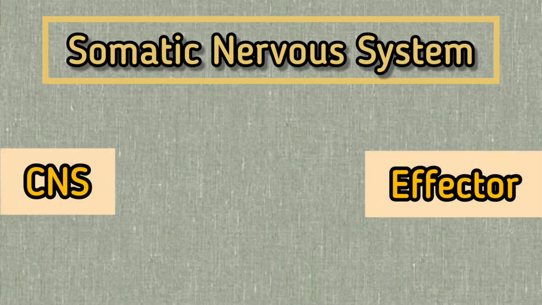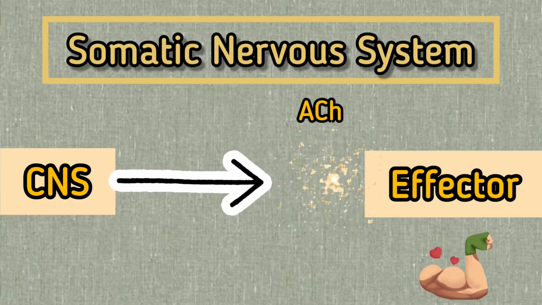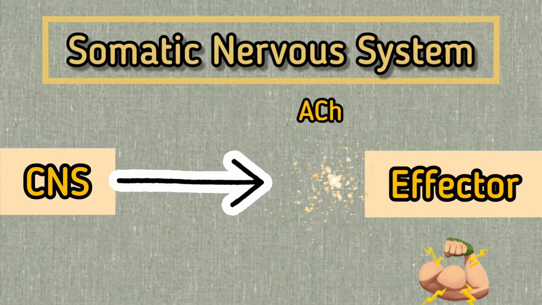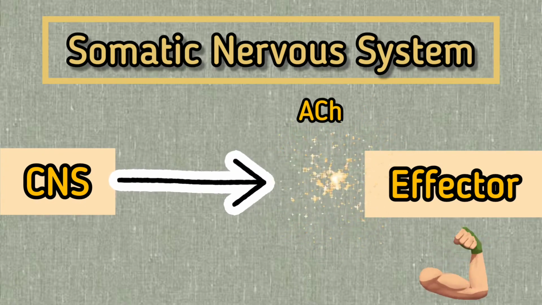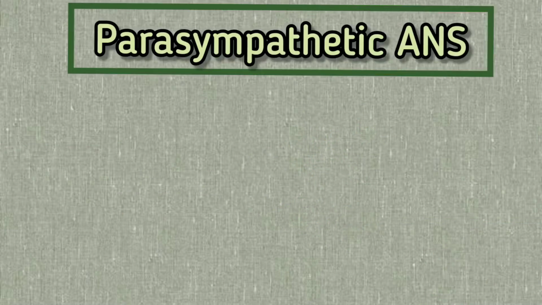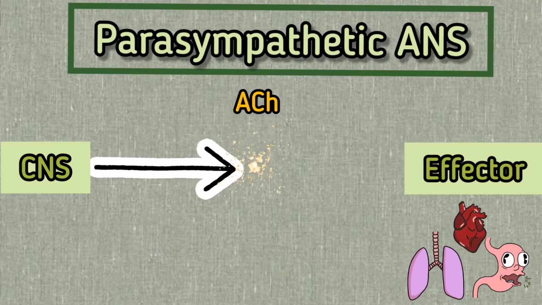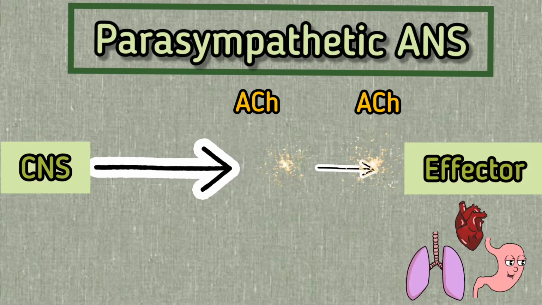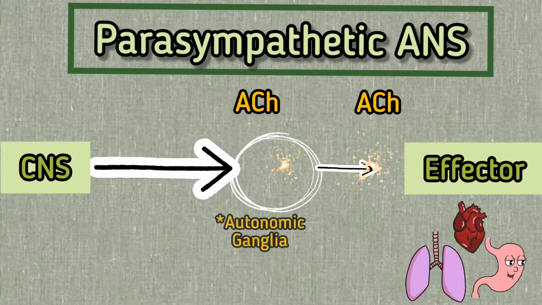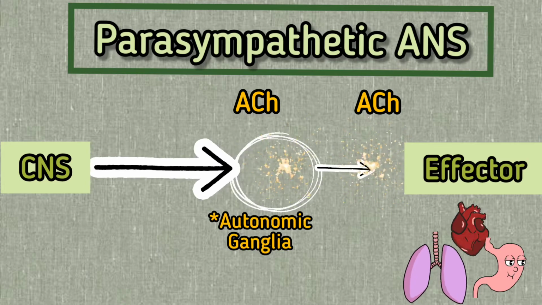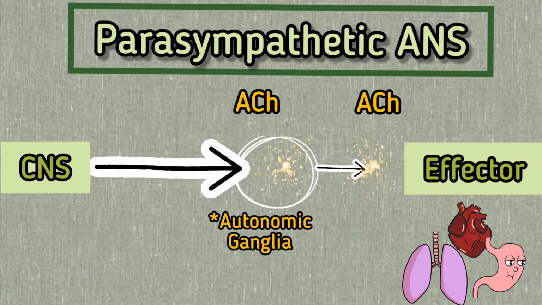For the somatic nervous system, it only takes one neuron to get from the CNS to the effector organ, which is usually a muscle, and they release acetylcholine. For the parasympathetic ANS, it takes two neurons to get to your effector organs. You have a long preganglionic neuron and a shorter postganglionic neuron. Where they meet is called your autonomic ganglia, and both of them release acetylcholine.